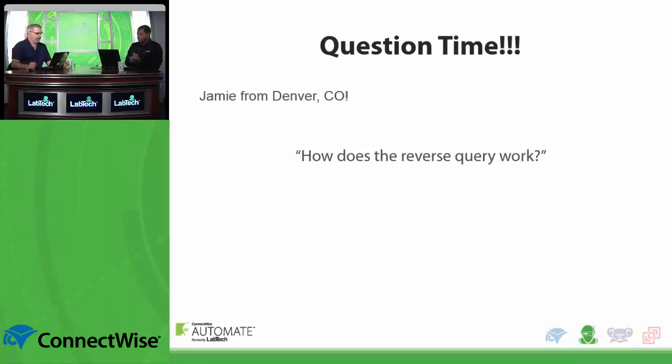Let's say, for example, I want to find computers that have a specific process running. So I create that monitor with that process, and I find those machines that are running that process. That's great. Now what I want to do is look for all the machines that do not have that process running. So I check the reverse query, and instead of getting a list of machines that have that process running, it's going to give me the opposite, all the machines that do not have that process running.